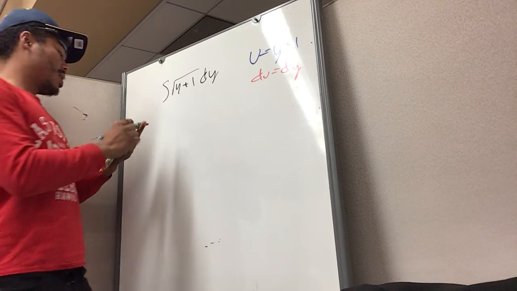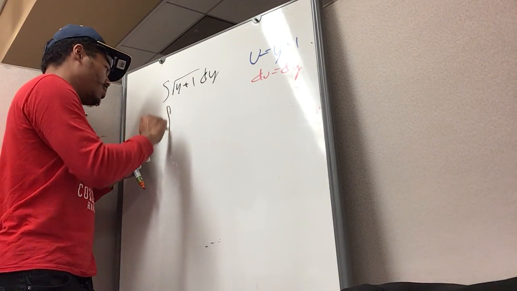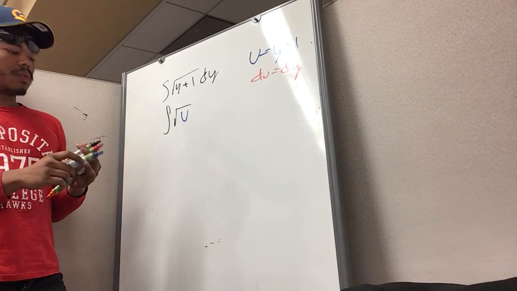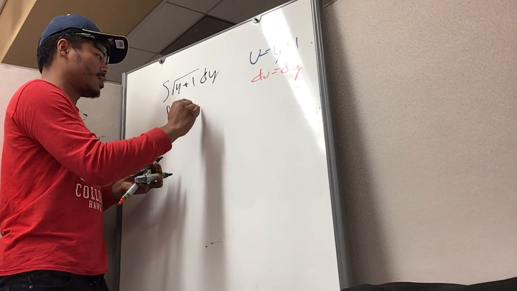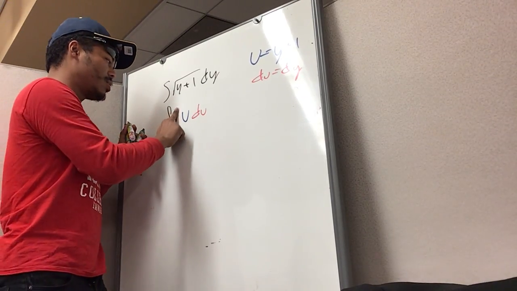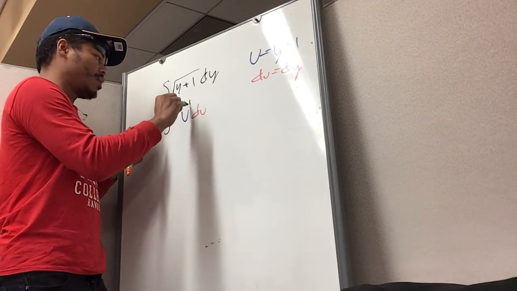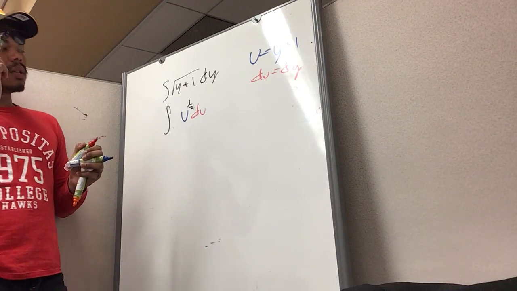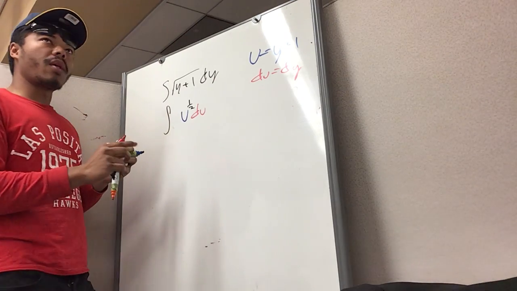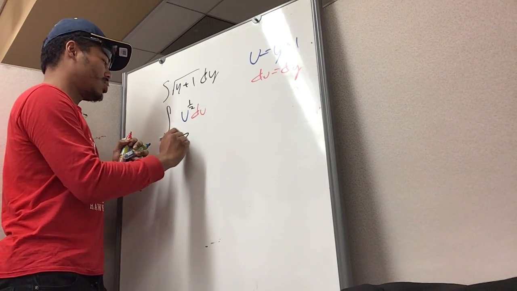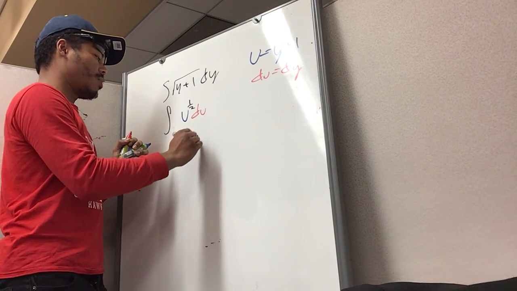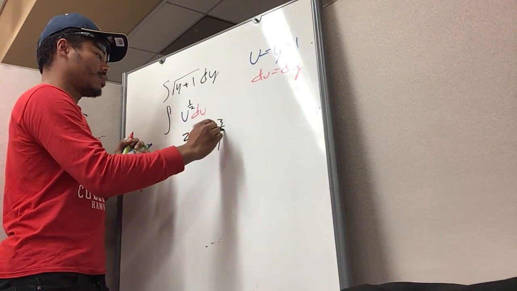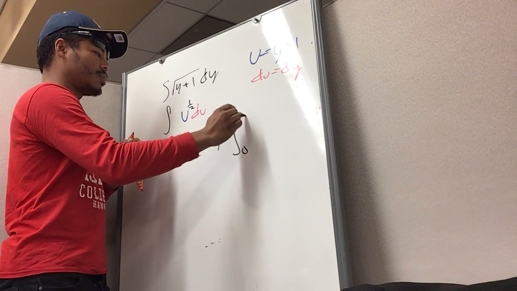And so now we have the integral of u to the 1 half. Exactly. And then you take the integral of that, which is 2/3 u to the 3 halves. 2 over 3 times y plus 1 to the 3 over 2, evaluated from 0 to 3.